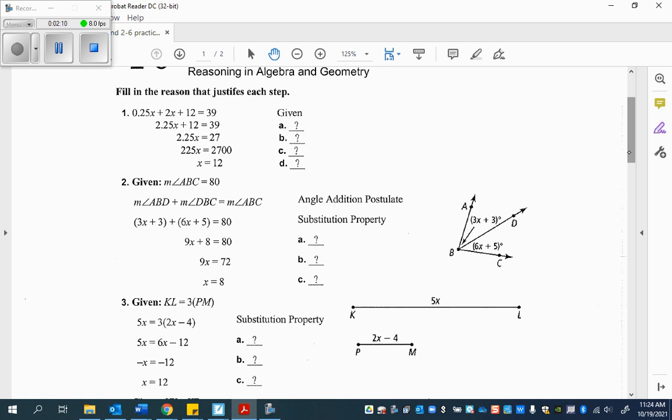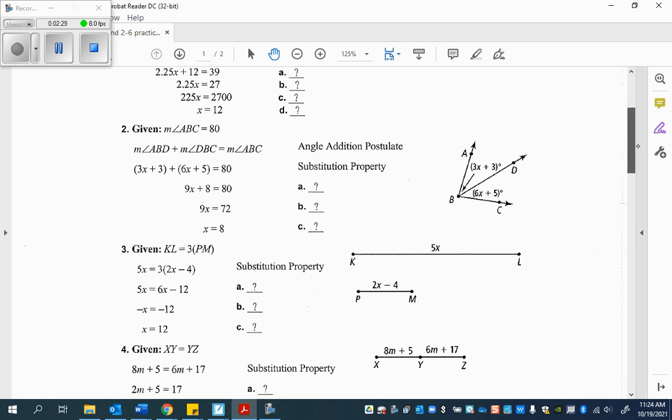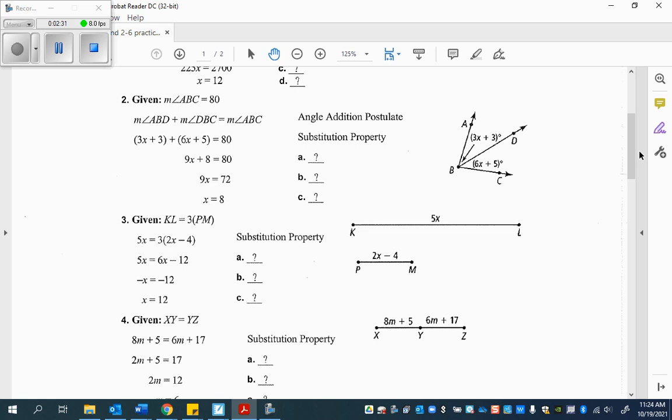Hey, what did you think about the one where you multiplied each side by 100 to get the decimals out of that equation? That was a pretty interesting strategy. When we're talking about our second proof, understanding our angle addition postulate, our substitution property of equality, and then how we combine like terms, subtract and divide.